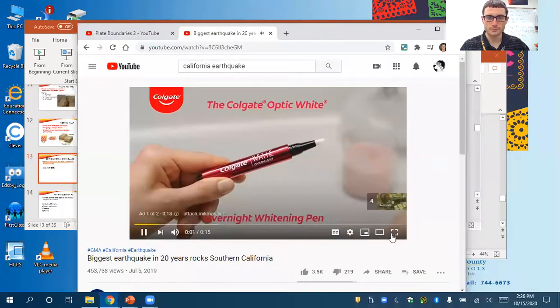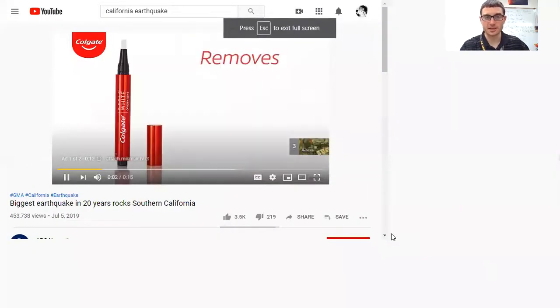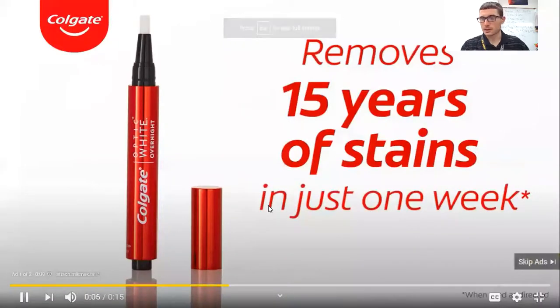The Colgate Optic Way Overnight Whitening Pen Colgate's not the worst removes advertisement. 15 years of stains in just 1 week.